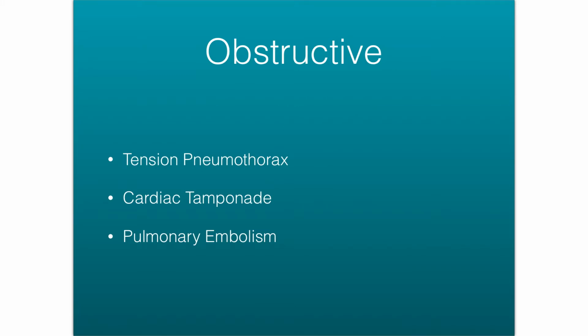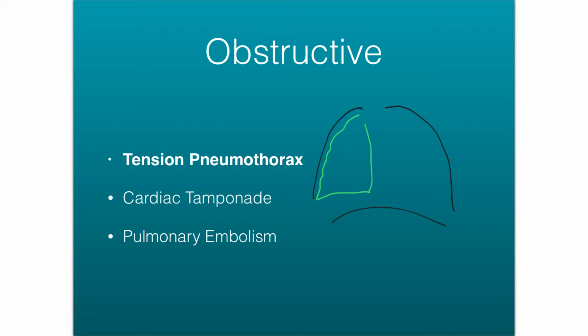Obstructive shock. 3 big ones with this: tension pneumothorax, cardiac tamponade, and pulmonary embolism. With a tension pneumothorax, you have your chest, and then you have your diaphragm that comes on the bottom of it, and you have a lung on each side. And remember that lung has a lining that runs on the outside of the lining, and there's another lining, a second lining, on the inside of the rib cage. So there's a little bit of space there. So that space between them we call the pleural space.